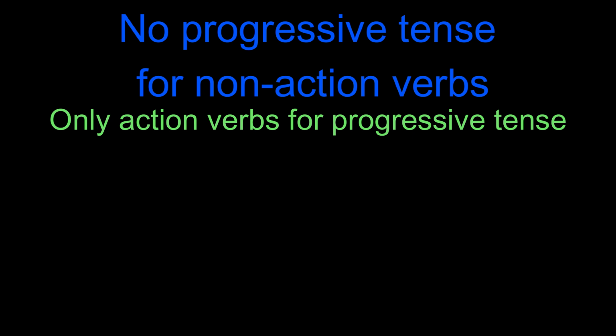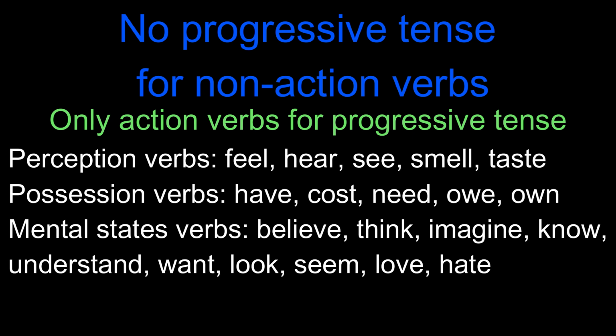These are non-action verbs. Perception verbs: feel, hear, see, smell, taste. Possession verbs: have, cost, need, owe, own. Mental state verbs: believe, think, imagine, know, understand, want, look, seen, love, hate. For non-action verbs, we need to use simple tenses.